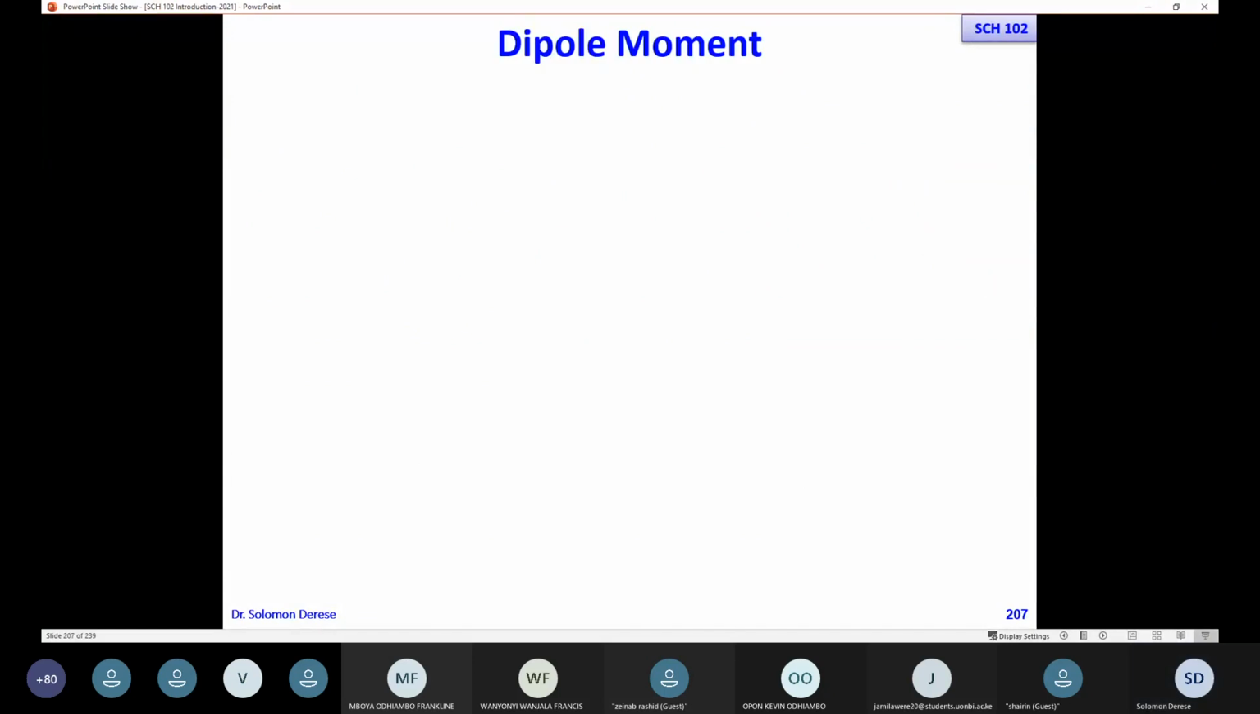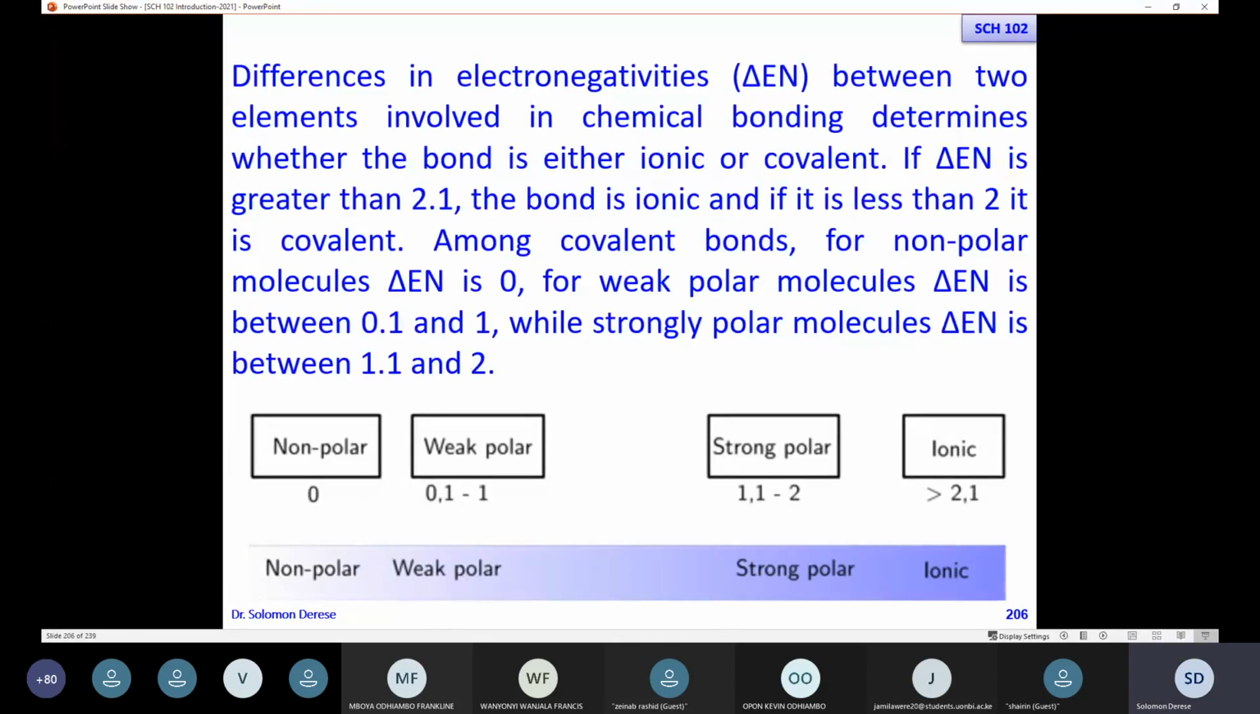Now, what we have done so far, we have just qualitatively said one bond is more polar than the other. Qualitatively, we just say this one is more than the other. But there is a quantitative way of measuring the polarity of a molecule, and this is done by measuring the dipole moment.